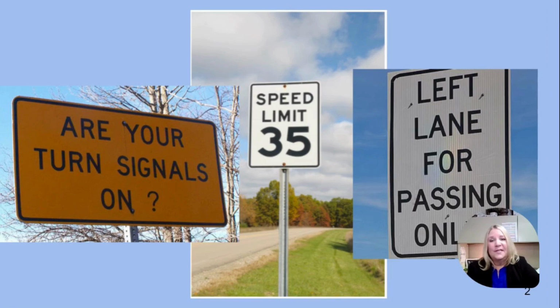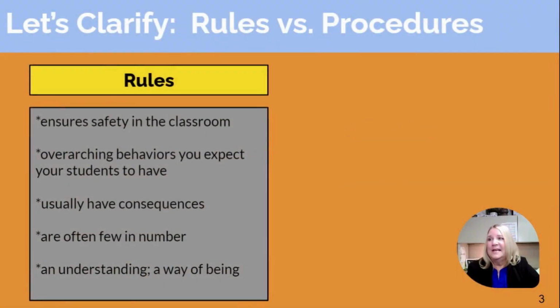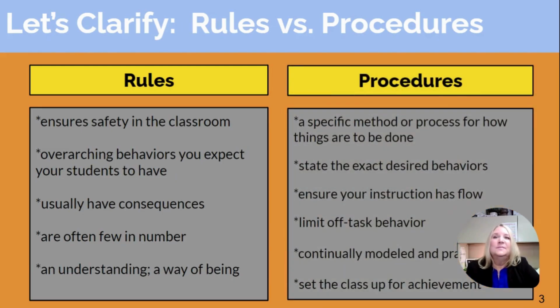Our rules and procedures set the tone and expectations for our classrooms, and they allow our classrooms to run safely and efficiently. So it's important that we understand the difference in rules and procedures. Rules ensure safety. They're overarching behaviors that we expect our students to adhere to. They usually have consequences, they're few in number, and they're just a way of being in your classroom environment. Whereas procedures are a specific method or process for how things are going to be done.